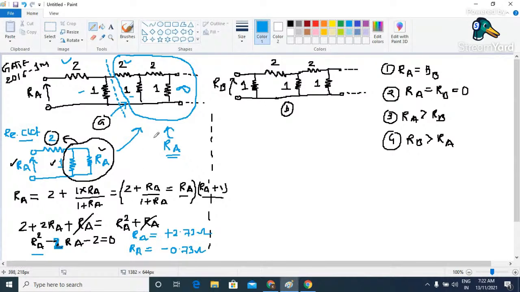And because this is a physical network, it is not possible to have an element which will offer a negative value of resistance, so we can ignore this particular value.